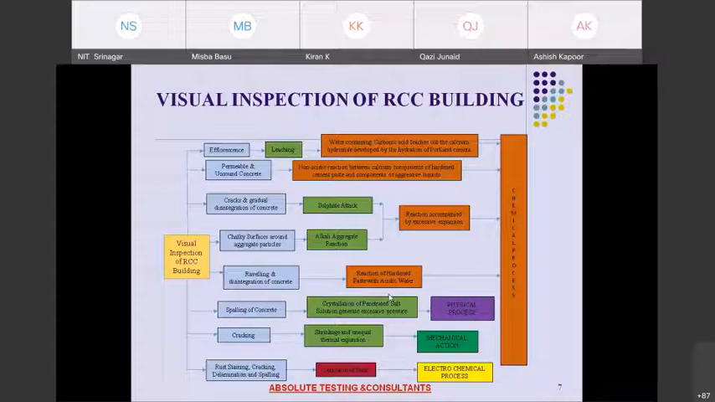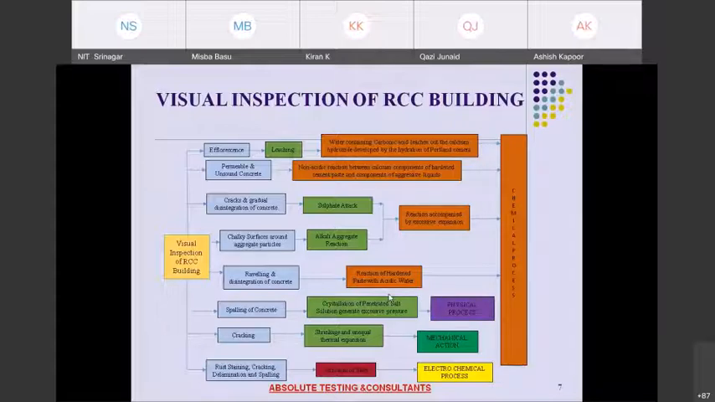Then second is cracking. There are several reasons why this type of cracking can occur. One of the reasons is shrinkage and unequal thermal expansion, which is a mechanical action. And the last one, which is the most important, and which was observed in this building, is rust staining, cracking, delamination and spalling, which is because of the corrosion of steel, and that is an electrochemical process.